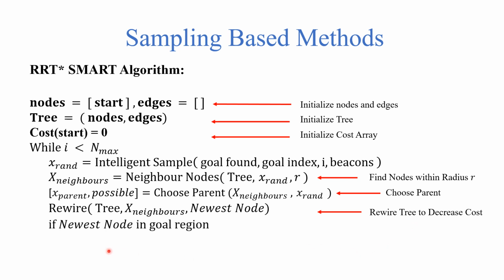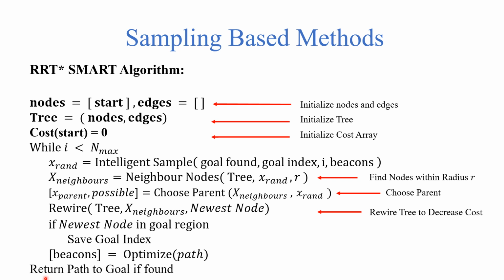Now, if the newest node that we just found is in the goal region, then we save the goal index and we indicate that we have found the goal by setting goal found equal to true. Finally, we use the function optimize that takes the current path from the start to the goal and tries to optimize it by pruning some of the nodes on this path using a method that we're going to discuss later on. Now all of this is repeated for a maximum number of iterations n max, and then we return the path to the goal if found.